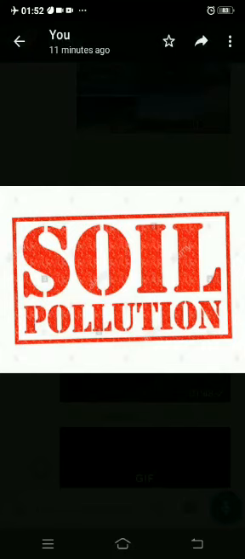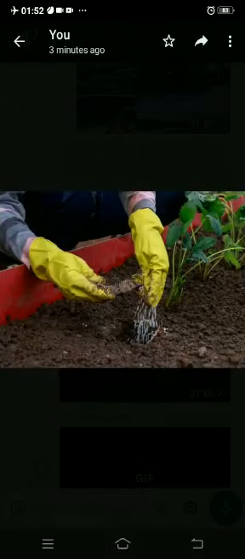Soil pollution. We cannot survive without food. However, the kind of food we get may contain poisonous substances transferred from chemical fertilizers, pesticides, insecticides, etc. Not only this, tons and tons of solid waste is buried in the ground every day. This is another major cause of soil pollution.